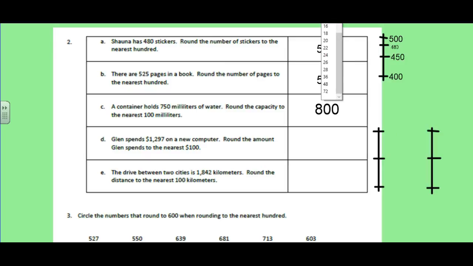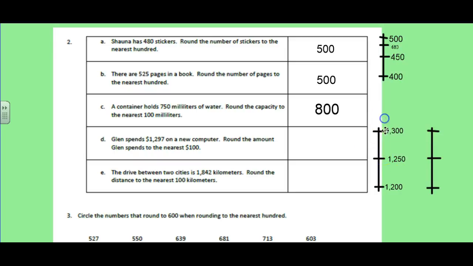Okay, so first one for D is 1,297. So you have to ask yourself how many hundreds are in that number. And I see that there are 2 hundreds in that number, so our bottom number is going to be 1,200. One more hundred from 1,200 is going to be 1,300. And then our middle point between 200 and 300 would be 250, so we've got 1,250.